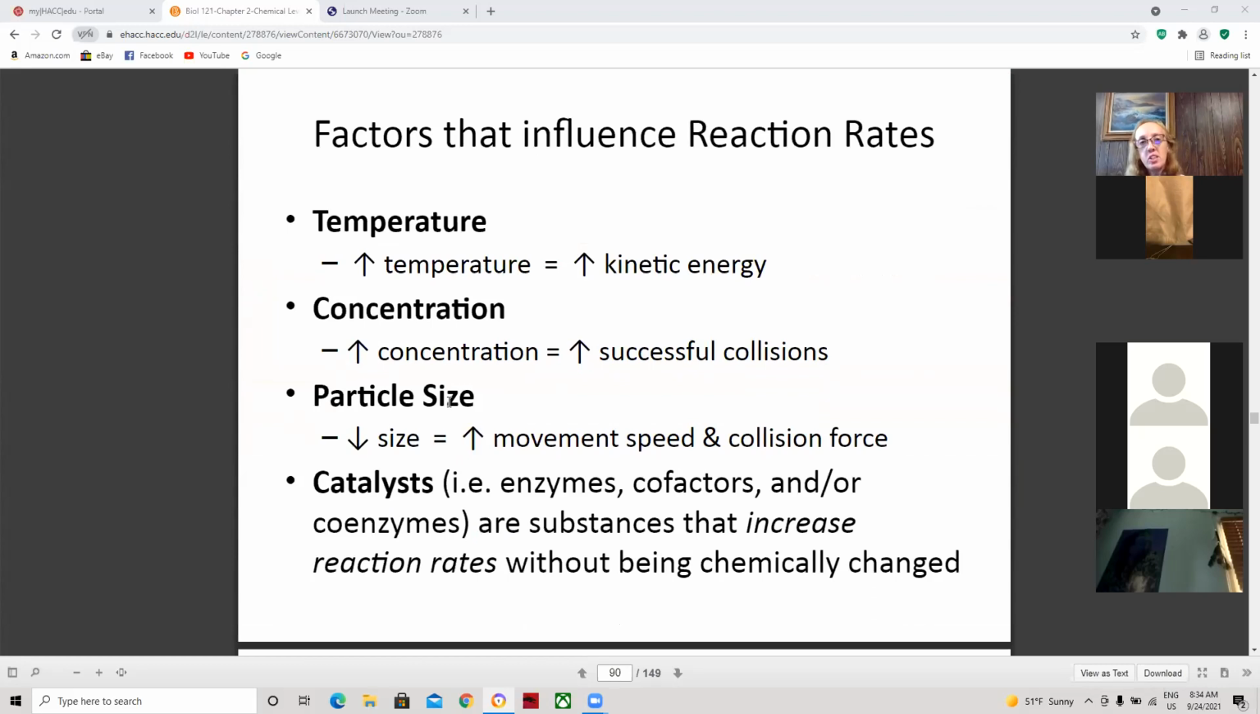Factors that influence reaction rates are temperature, because temperature can introduce kinetic energy. If you think heat, noodles boil a lot faster when there's heat. They might get cooked at some point, might absorb all the water at some point. If there's no heat, it's not going to happen very fast.